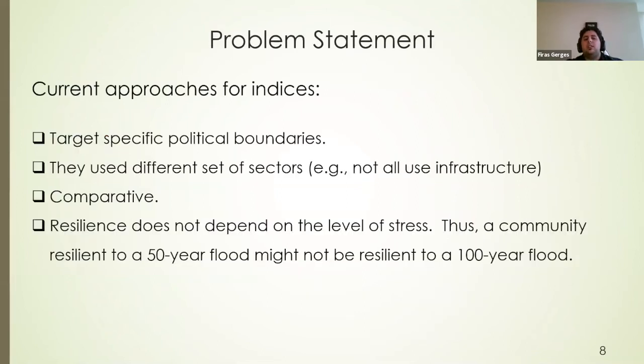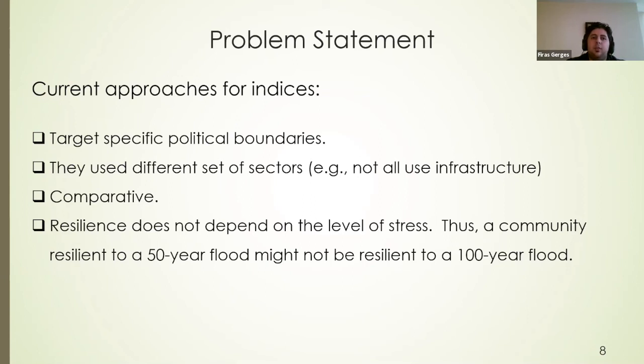Some shortfalls of these indices: first, most of them target specific political boundaries. So they are bounded by the geographical area that they were created to measure. For example, some of them are only for measuring resilience at a county level or at a city level, or some only at the census tract level. Moreover, they use different sets of sectors or resilience subcomponents. For example, not every one of them uses infrastructure. None of these indices uses the energy sector, for example, and some indices are only focused on the financial characteristics of a community.